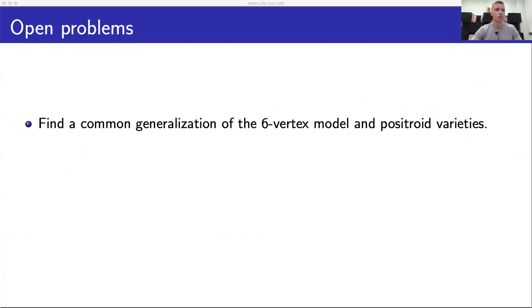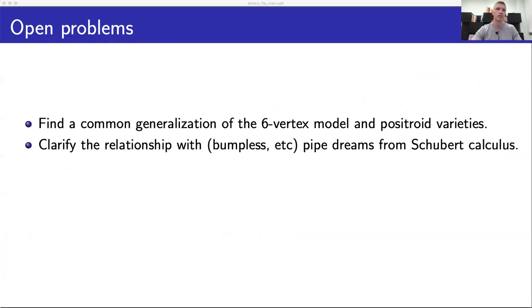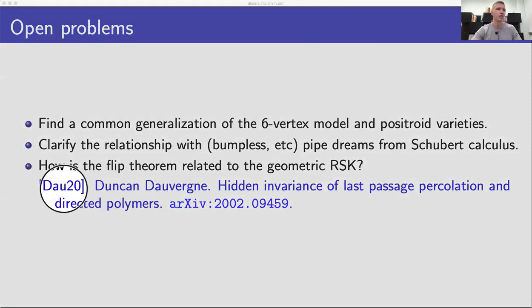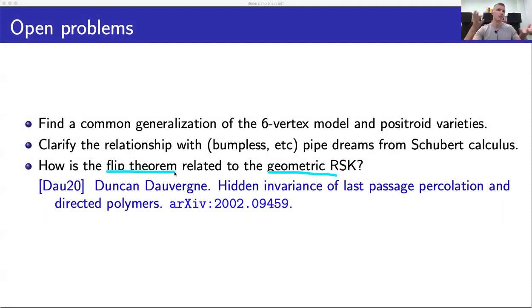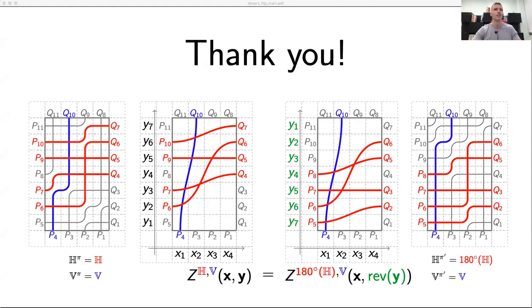There are two more questions, which I think I'm out of time for. One question is to clarify the relationship with pipe dreams. Another question is that there is another recent paper which has similar results in a completely different class of models. In that paper, the fundamental transformation is the geometric RSK, while in my paper it is the flip theorem, and they play the same role in the proof. So the question is, is the flip theorem literally the same as geometric RSK if you look at them from the right point of view or not? And that's it. Thank you very much.